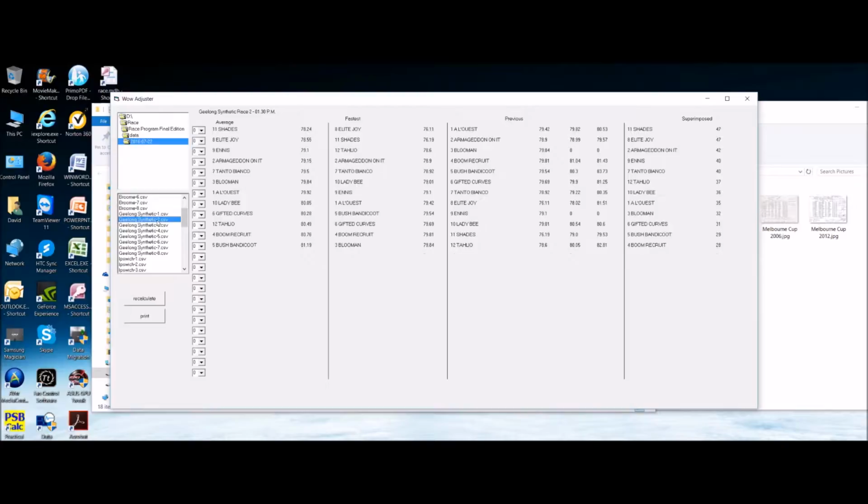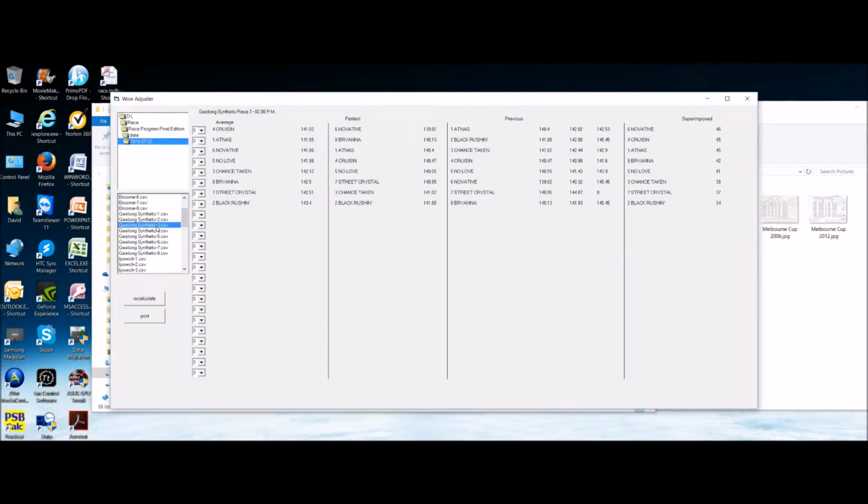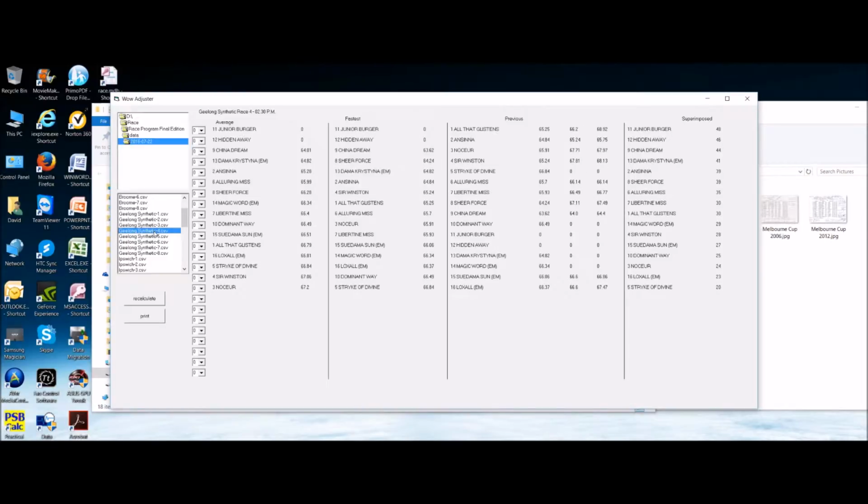So race 2, race 3, they're all in there. Race 4, so race 4 here, Junior Burger, has come up on top. Now that's a first starter, you see. So that's why it's up on top. So there's no form on it.